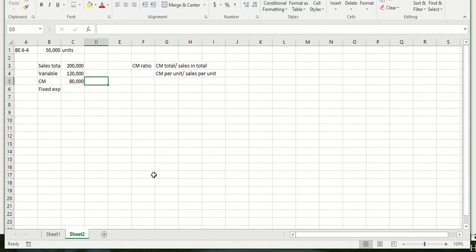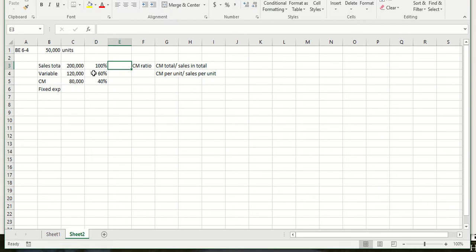I can find this contribution margin. I don't actually need those fixed expenses for this contribution margin ratio, but I would do my 80,000 divided by my sales in total, and that's a 40% contribution margin ratio, right? So if this is 100%, that's 1, and this is 40%, then the variable expenses must be that 60%.